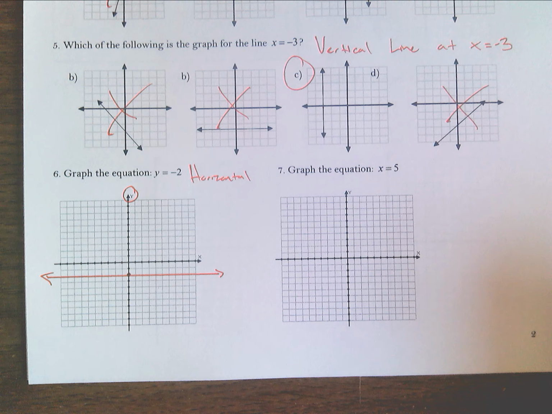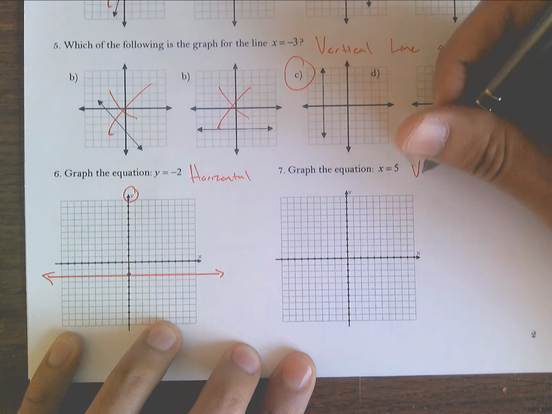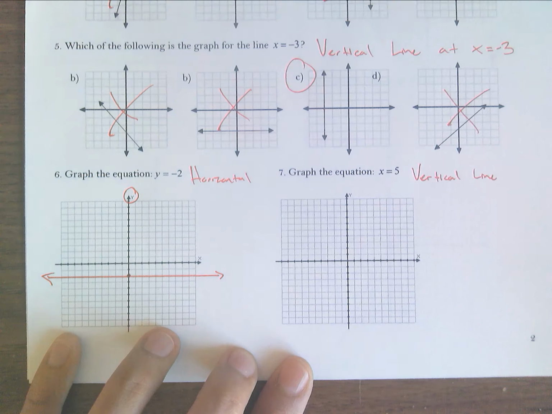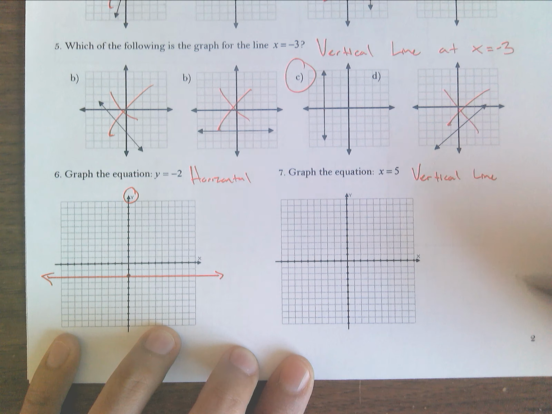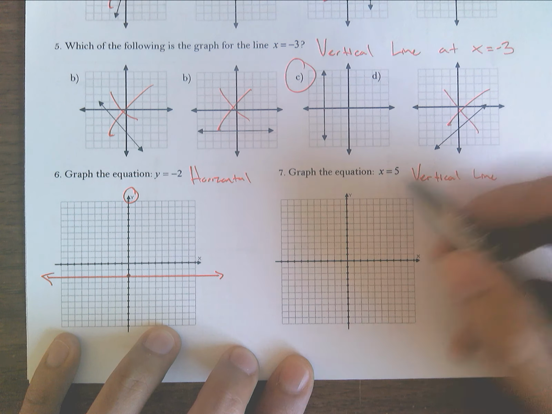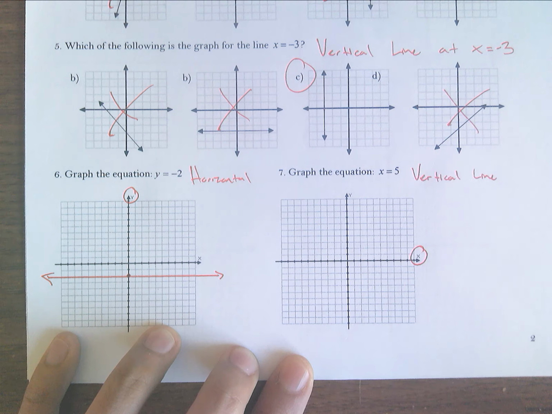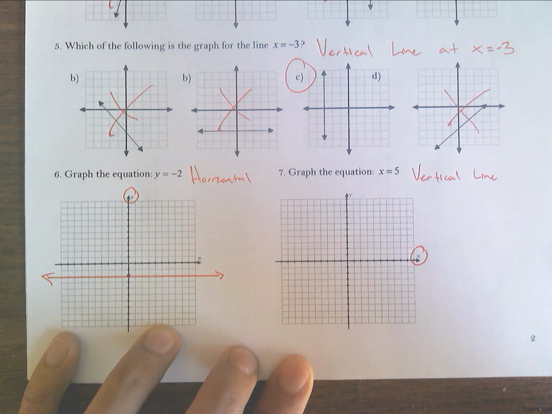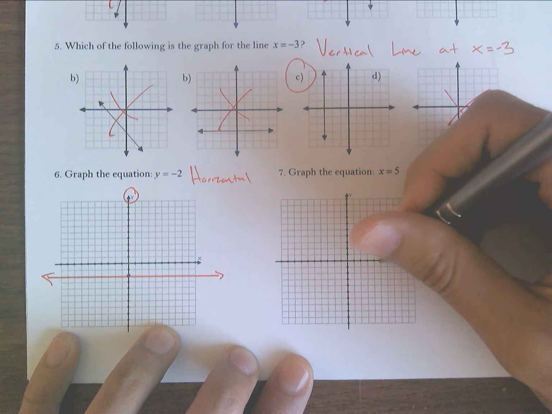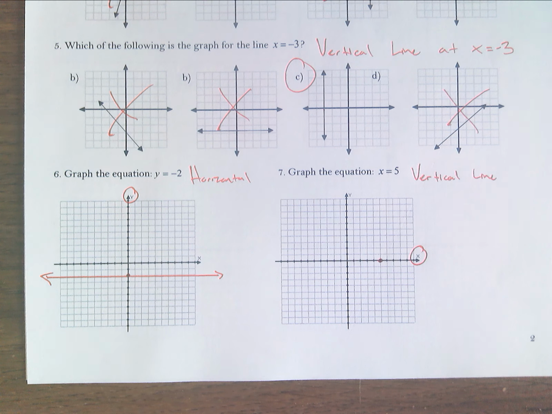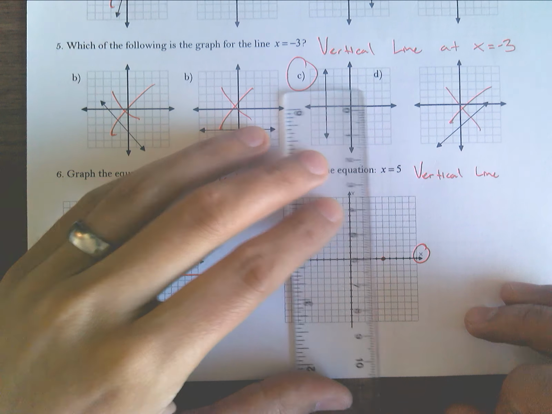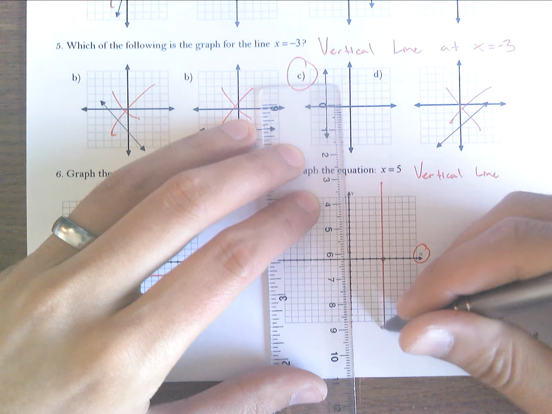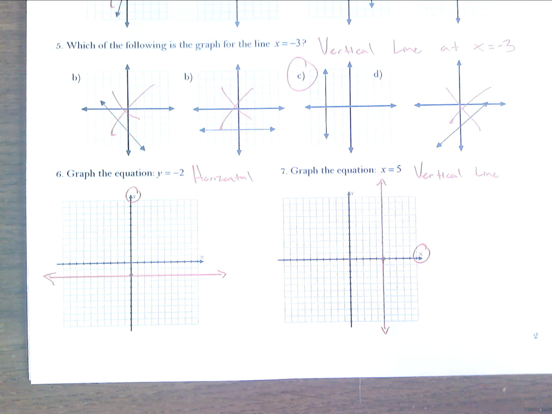Next up, we have x equals 5. This is the form for a vertical line, x equals a number. So we're going to go up and down. I'm looking at the x-axis. x equals 5 tells me to go to the right 5, or where we see +5. So I'm going to plot that point. And that's a vertical line, so it's going to go up and down. So I'm going to draw a vertical line passing through that point. And that is the line x equals 5.